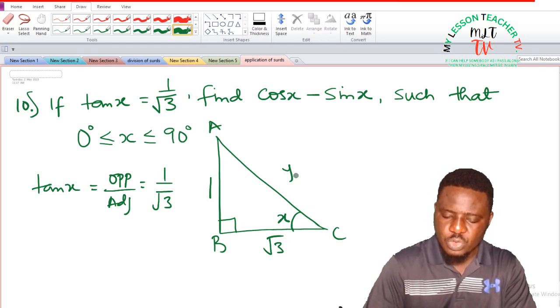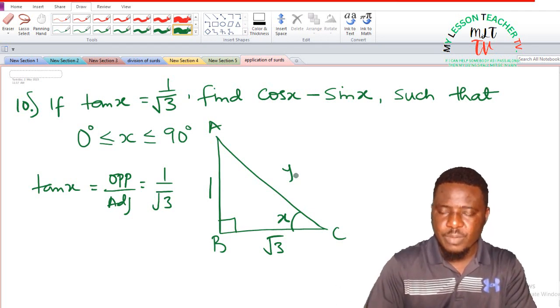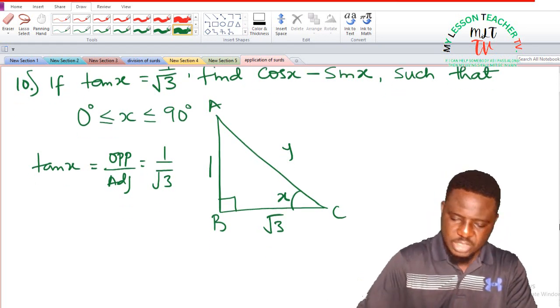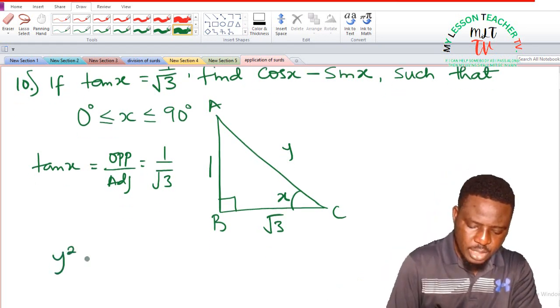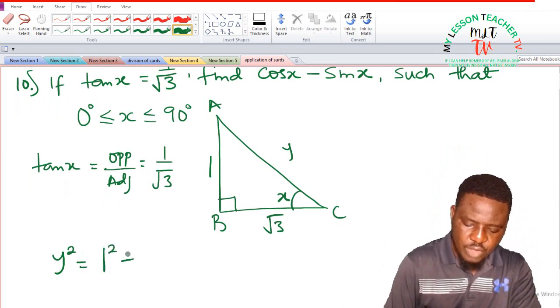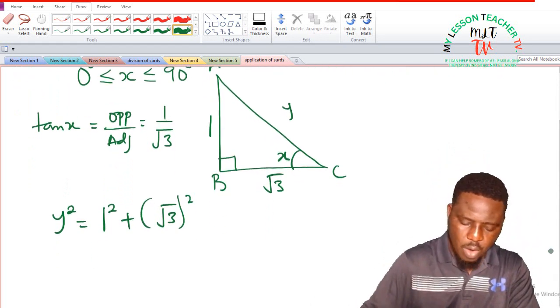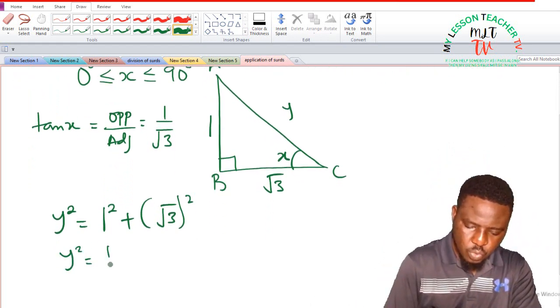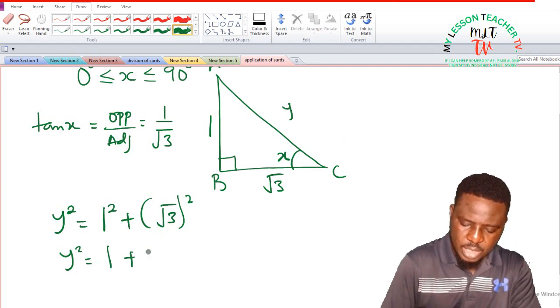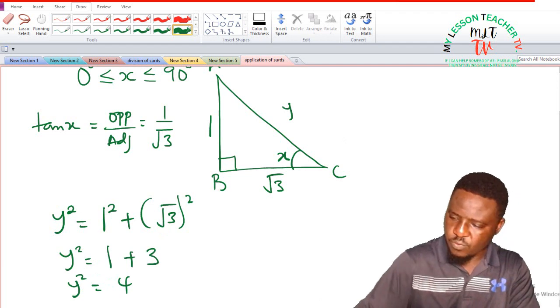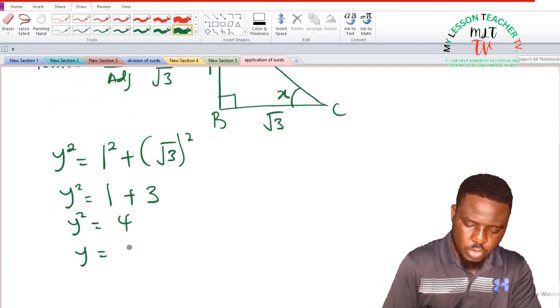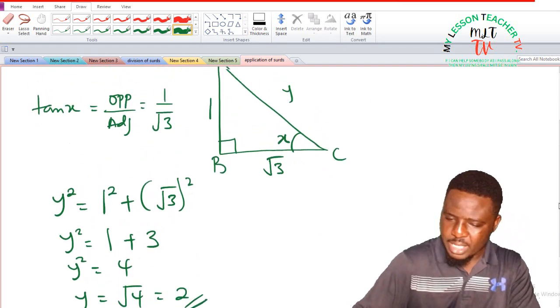And how can we get our y? We can get our y using Pythagoras theorem, because the value of x is not given. So using Pythagoras theorem, we have it that the hypotenuse squared is equal to the sum of the squares of the other two sides, which is this. So let's solve for our y. Y squared is equal to 1 plus root 3 squared, which is 3. So that y squared is equal to 4, and y is equal to the square root of 4, which is 2.